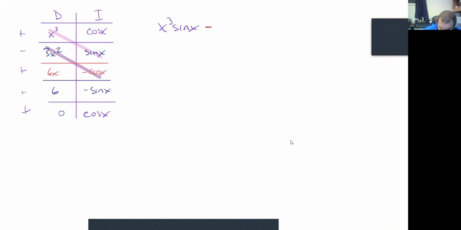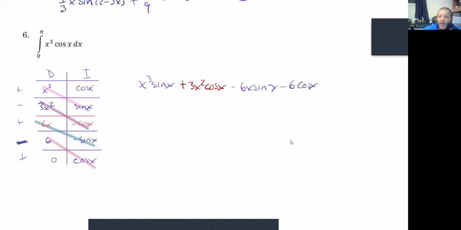So minus minus, we're going to end up with a plus. So we're going to end up with plus 3x squared cosine of x. We're going to get then plus 6x times negative sine. So we have a minus 6x sine of x. And then finally we have minus 6 cosine x. All right, so we can't combine anything here. If this were an indefinite integral, we would just throw a plus c on at the end.